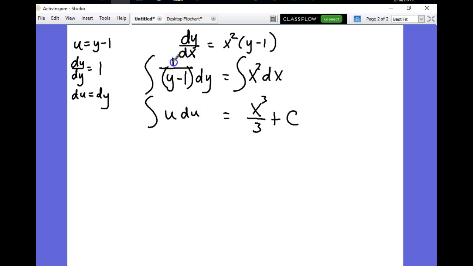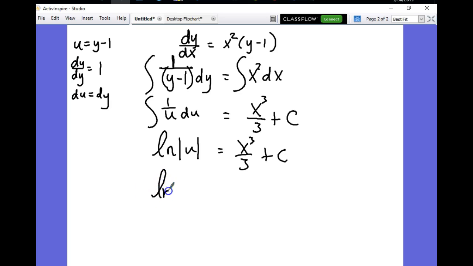Oh, oops, I made a boo-boo. This was supposed to be 1 over y minus 1 if we divided it. So now this is 1 over u. Sorry about that. In the beginning, I was supposed to divide by y minus 1. If I did that, it would be 1 over y minus 1. But we're still going to do that u substitution. Okay, so now we have this, which means now we've got ln of the absolute value of u is equal to x cubed over 3 plus c.